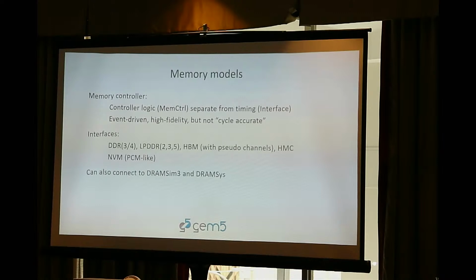Okay, so that's caches. We move to memory. There's a memory controller in gem5, which is event-driven. It's high fidelity, but it's not cycle accurate. It's not meant to model every single cycle that's happening in DRAM, but it gives pretty well-validated results for a lot of different DRAMs. So we have DDR3, 4, LPDDR 2, 3, and 5. We now have HBM pseudo-channel support, which I think Ayaz is going to talk about at the workshop, as well as HMC, NVM, and other things. Gem5 can also connect to other DRAM models like DRAMSim3 and DRAMSys.